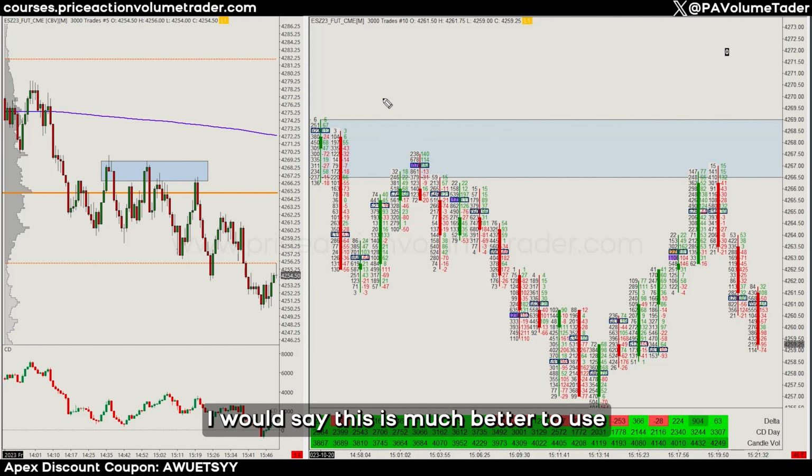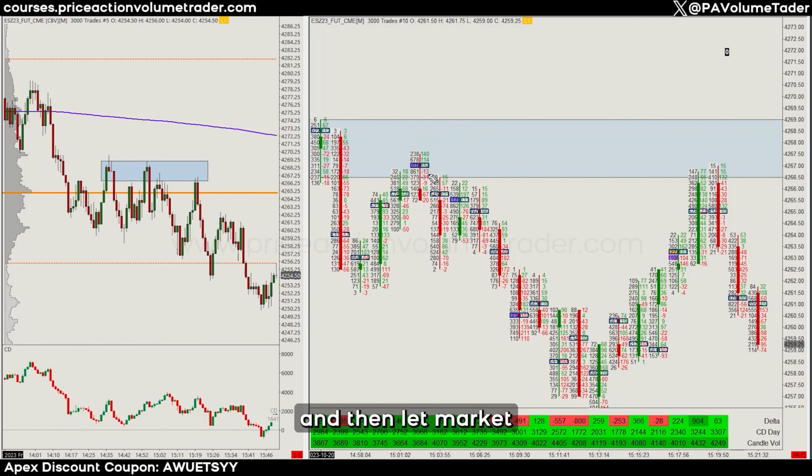I would say this is much better to use on shorter time frames for day trading, and it works on any market. And again, all you're looking for is to identify areas of high volumes of traders getting trapped on the wrong side, and then let the market come back into these areas and look for entries with the trend.